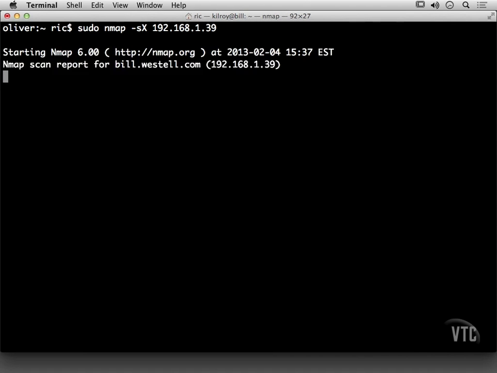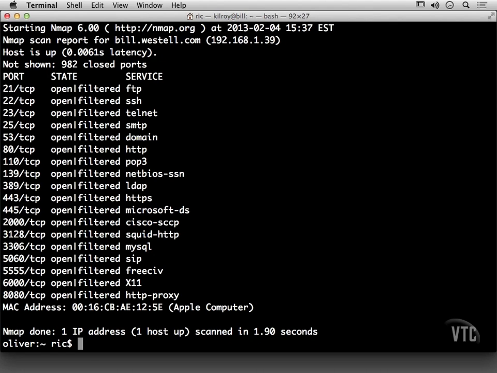So I'm doing a Christmas tree scan, and again, I get the same ports that are open, and because of the way that it responds, we can't really tell whether it's open or whether it's just filtered. In other words, if there's a firewall in between or not. So that's just a few of the basic Nmap scans, and we'll get into some advanced scanning in the next lesson.